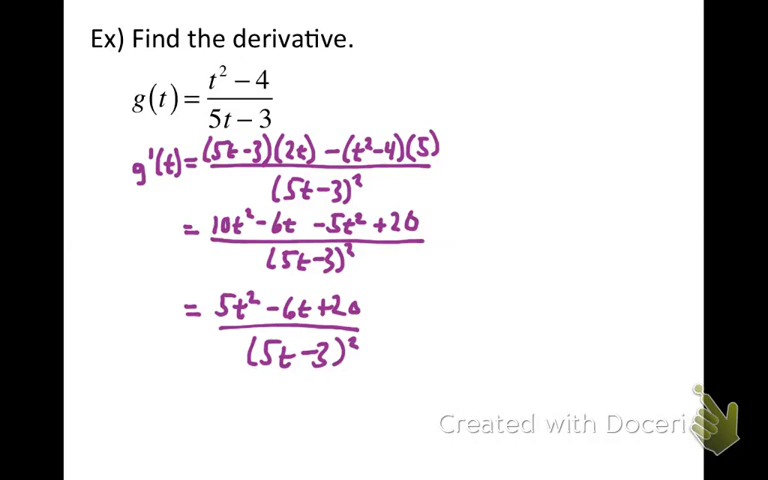There you have it, the quotient rule. Low d high minus high d low over low low. Helps you find the derivative of any quotient that you need to.